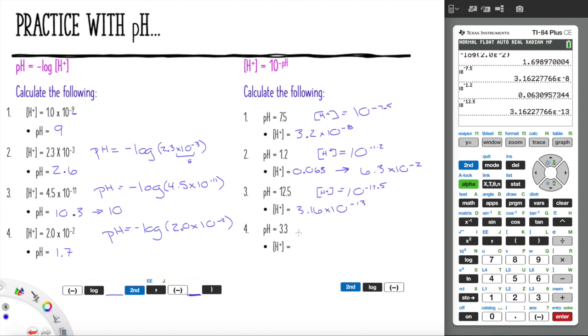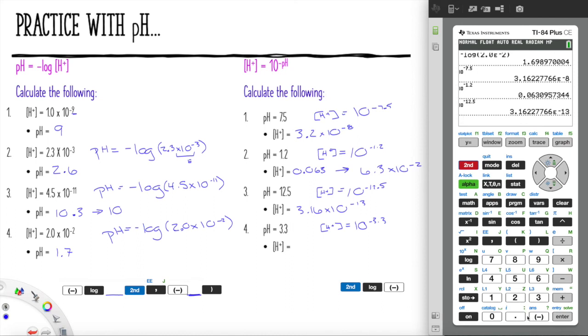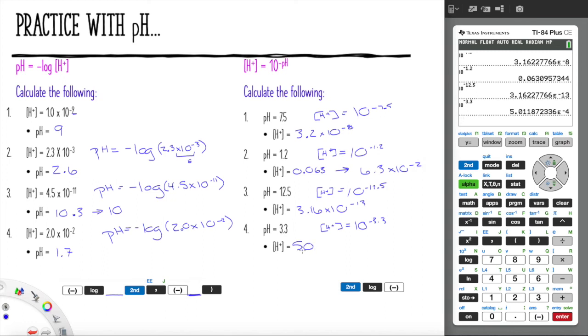All right. And then my last one right here, my pH of 3.3. So hydrogen ion concentration is equal to the anti-log of negative 3.3. So let's plug that into our calculator. Second log negative 3.3, and that gives us a hydrogen ion concentration of 5.0 times 10 to the negative 4th. And there's my final answer for this last one. Go ahead and circle all these.